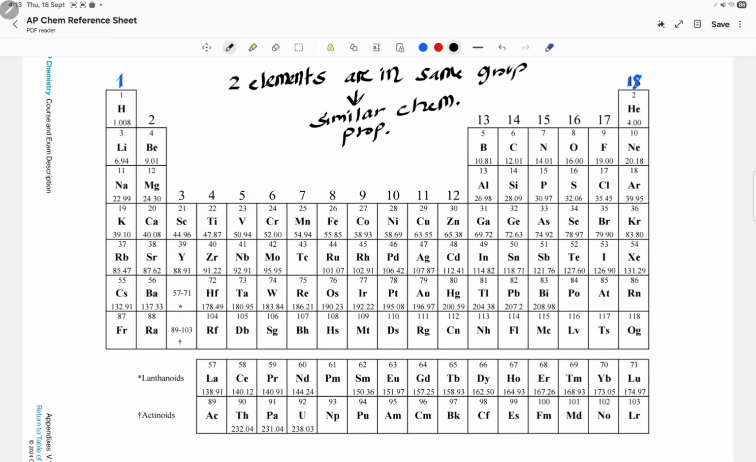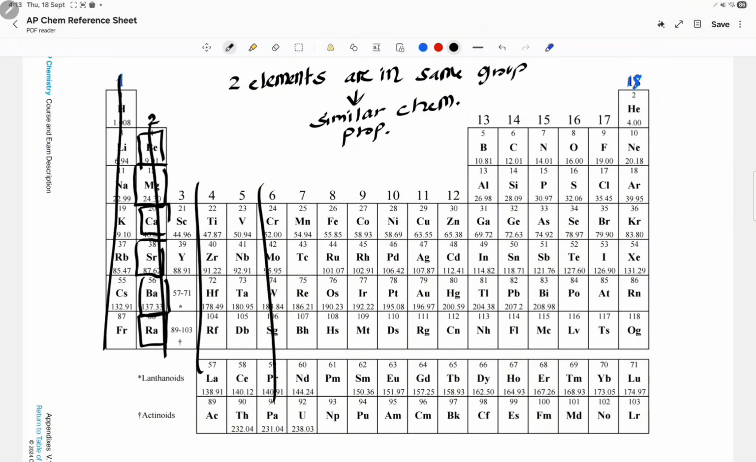Okay, and so for example, Mg and Sr, or Ca, or Be, Ba, or Ra, they're all in group 2. So groups are going to be vertical. Yes. Vertical. Now, if you're going to be in the same group, you must have similar chemical properties. So Mg and Be and Ca, Sr, Ba, and Ra all have similar chemical properties.